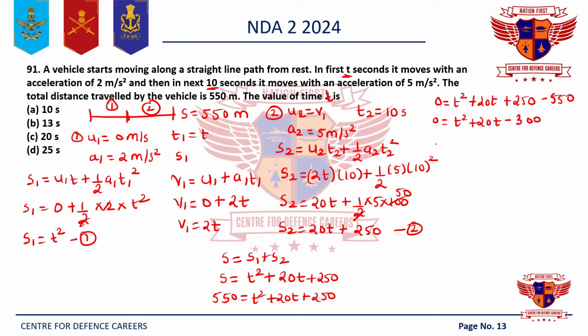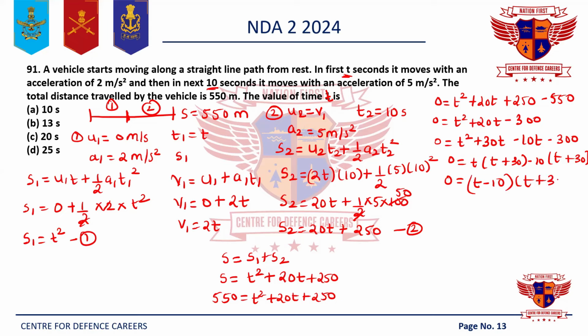Now let's solve this quadratic equation. We can write this as 0 equal to t square plus 30t minus 10t minus 300. So we get 0 equal to t common, t plus 30, and here we can take 10 as common, we get t plus 30. So we get 0 equal to t minus 10 times t plus 30.